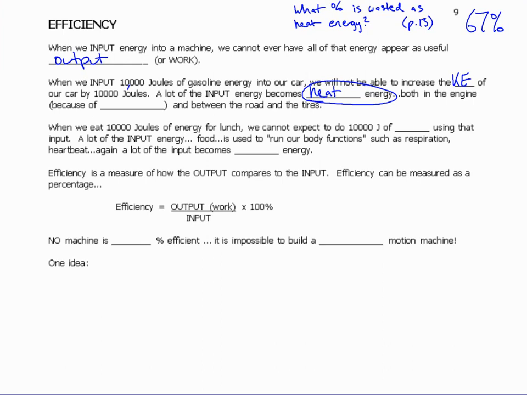Most of this is heat energy lost, and this is because of friction. It's also between the road and the tires. It could be between the road and the air. There's lots of factors here. When we eat 10,000 joules of energy for lunch, we can't expect it to do 10,000 joules of work using that input. A lot of the input energy or food is used to run our body functions, such as respiration, breathing, heartbeat. Again, a lot of the input becomes heat energy.